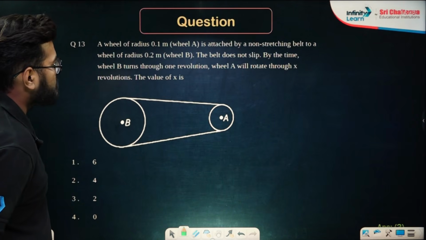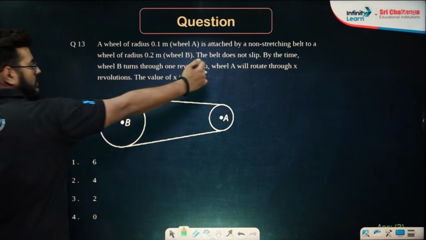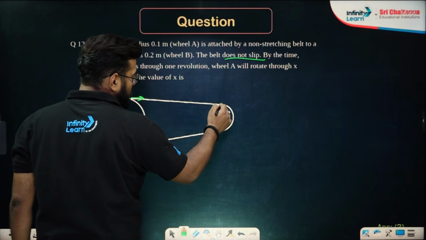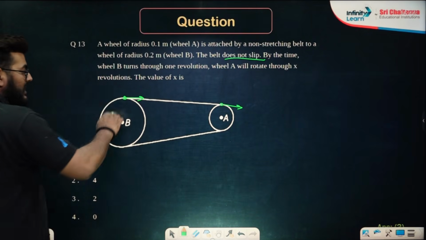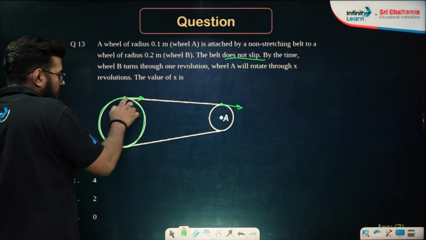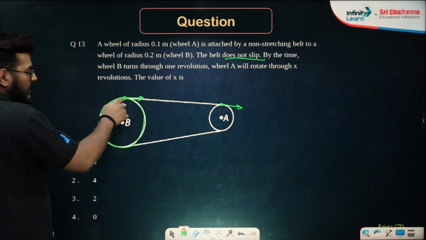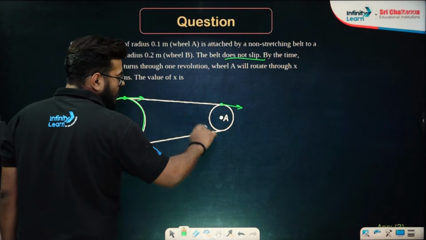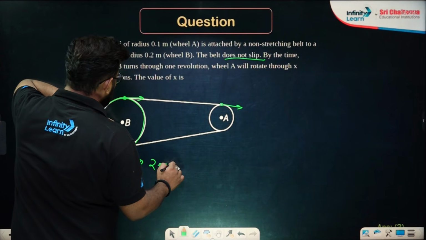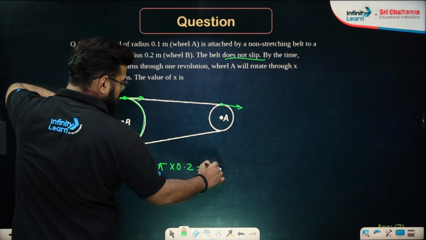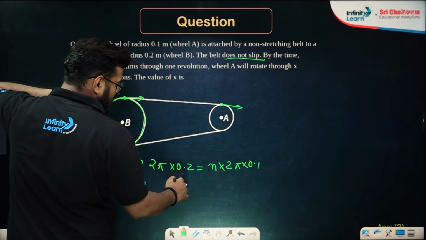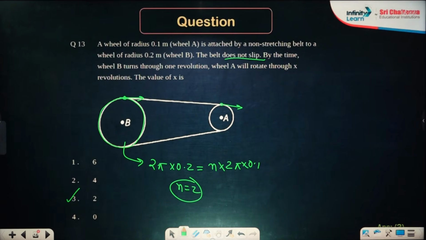A wheel of radius 0.1 is attached by a conveyor belt. In this scenario, since they are not slipping, whatever is the speed over here, the tangential speed is also the speed over here. Am I clear? Basically there is no slipping. That means in one full revolution, the amount of conveyor belt which passes through it is the same. So 2 pi into R, which is 0.2, will be equal to small n, the number of revolutions, into 2 pi into 0.1. You solve it and you get the value of n as 2. That means 2 is the correct answer over here.